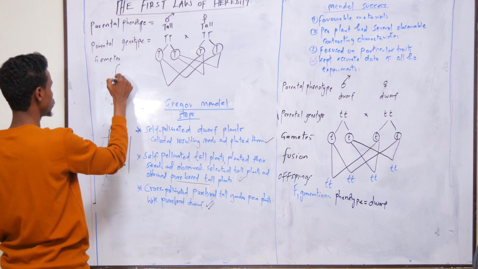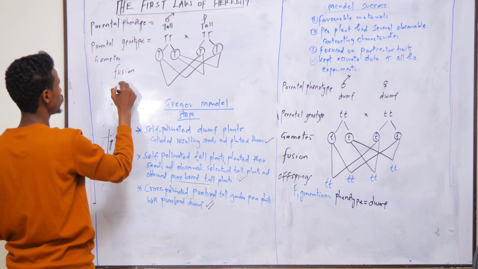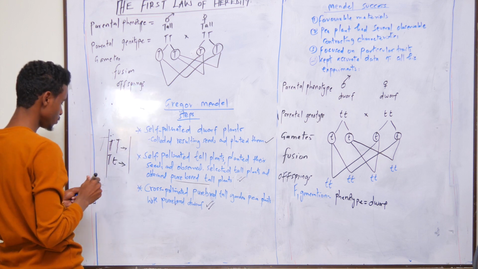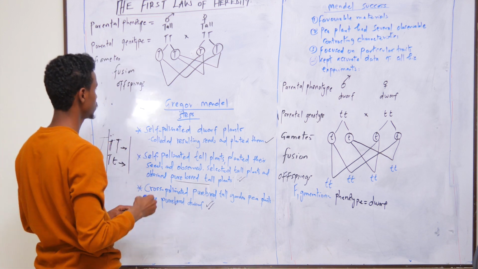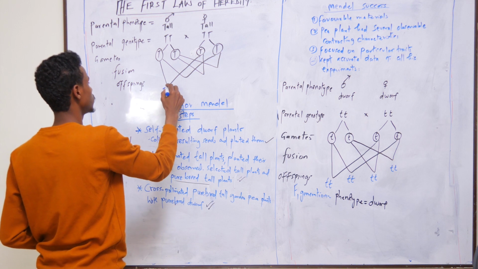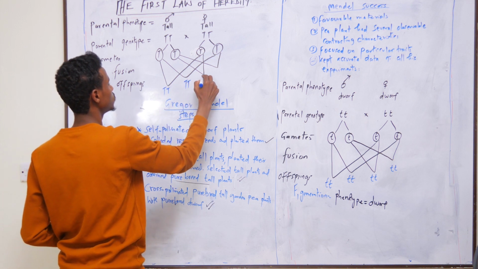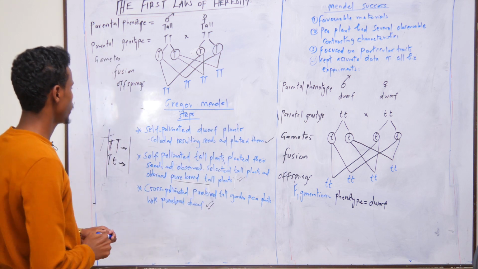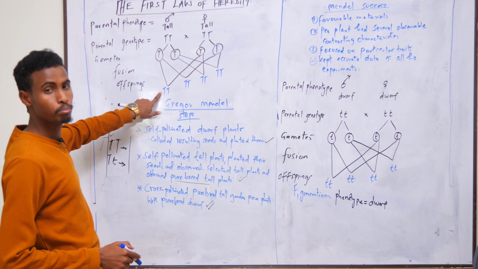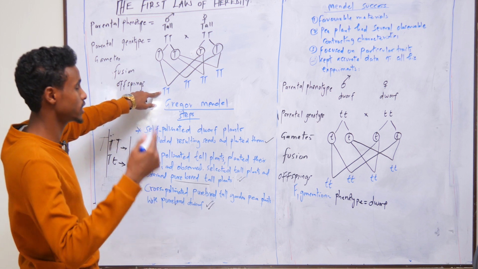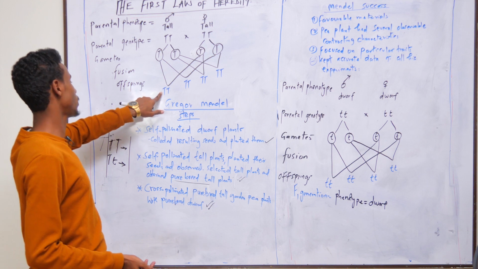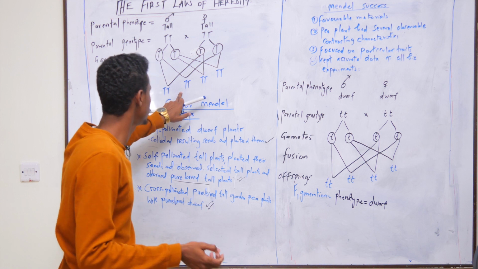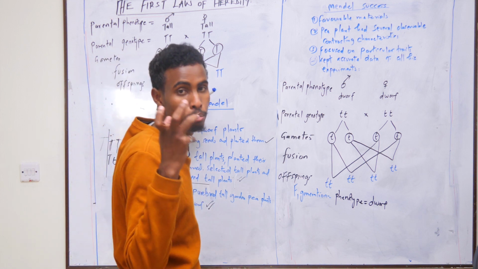Now, fusion, offsprings. Now, this one will be TT, TT, TT, TT. Now, the phenotype of the first filial generation of the second experiment: he found out that all were tall, but before this, he selected the pure breed of tall plant.